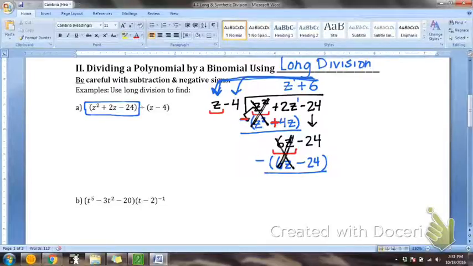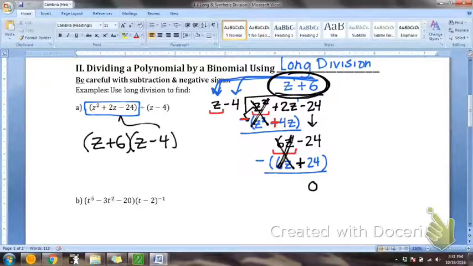That one cancels, right? Your first group should always cancel. Okay, your first column should always cancel. And then if I have negative 24 minus a negative, this really turns to a plus right here, right? So what's negative 24 plus 24? 0. Your answer is the z plus 6 up top. That means if you were to multiply z plus 6 times z minus 4, you should get this answer. Okay? So our answer here is just z plus 6. Put a box around it.